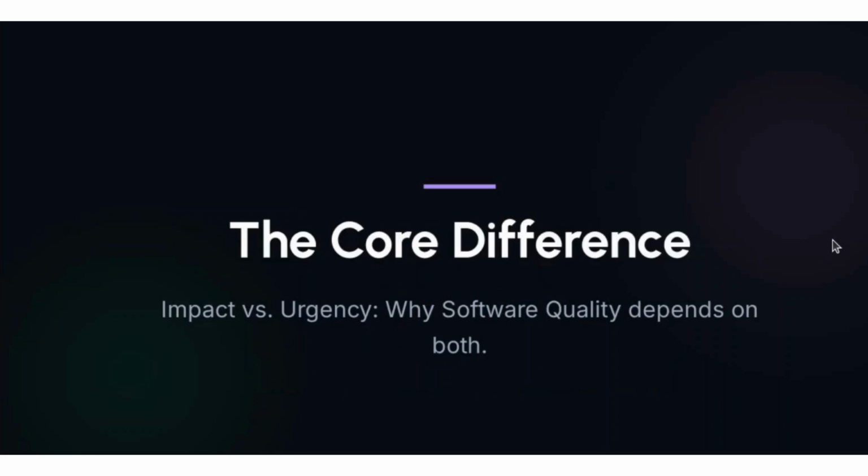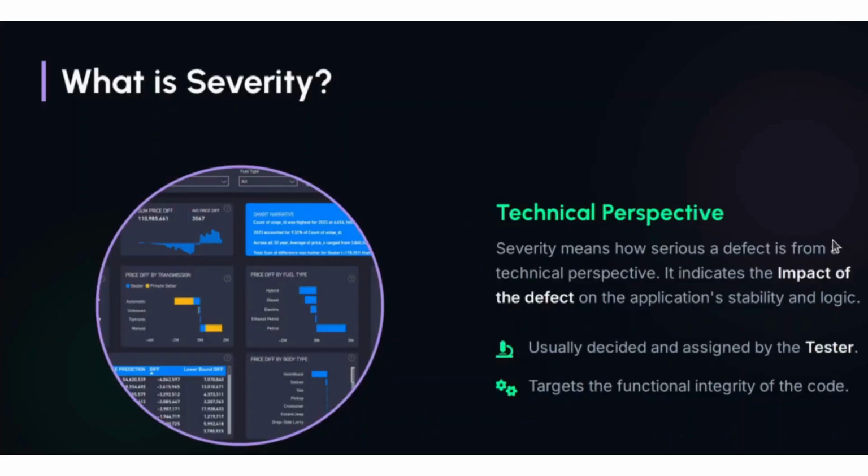Whenever we find a defect during testing, we need to answer two questions. First, how serious is the defect, and second, how urgent is it to fix. The answer to the first question is called severity, and the answer to the second question is called priority. Let's understand both in detail. First, what is severity?